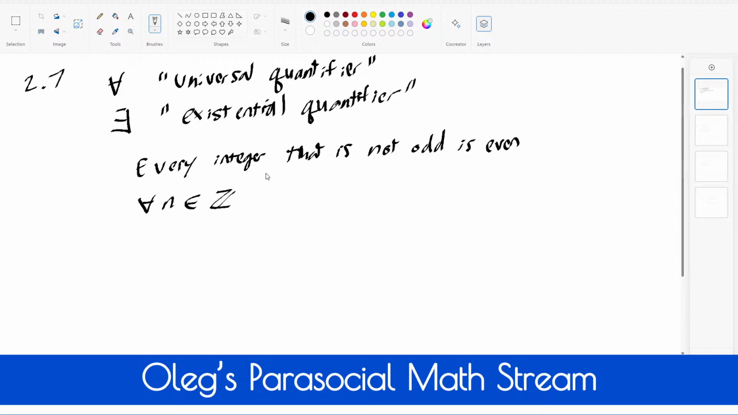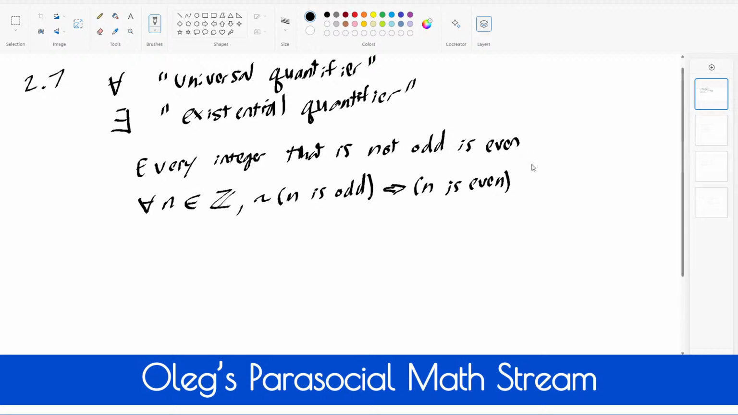So now we have nailed it down to say that it can be positives, it can be negatives, it can be 0, but these are all whole numbers. And then we're going to say not n is odd implies n is even. Okay. Well, I probably wouldn't have worked that out on my own. Okay, that's good though. That's good.